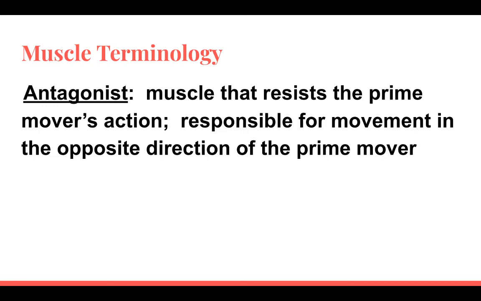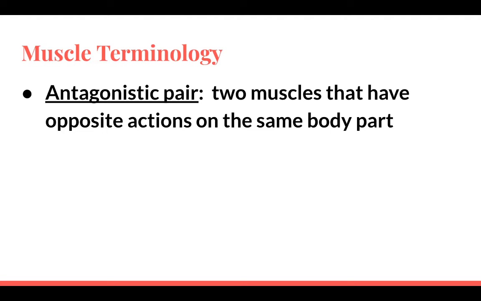So again, it depends upon which action you're talking about. If we're talking about forearm flexion, then the biceps brachii is an agonist and the triceps brachii is an antagonist. But if we're talking about forearm extension, then the triceps brachii is the agonist and the biceps brachii is the antagonist. Okay, and so then what we have is an antagonistic pair. An antagonistic pair is two muscles that have opposite actions on the same body part.